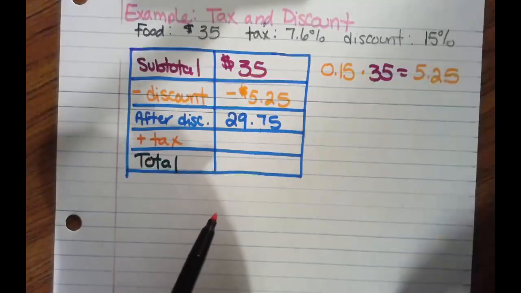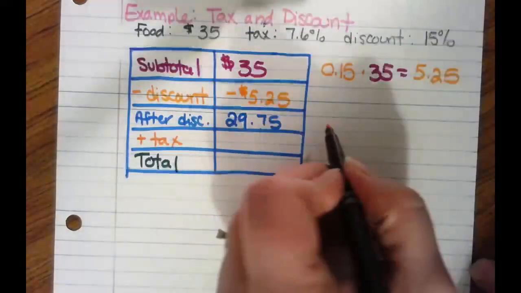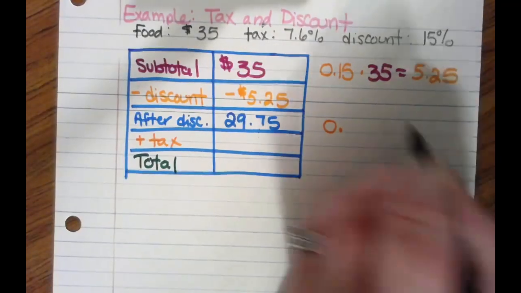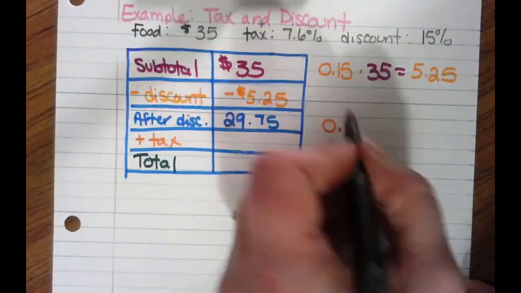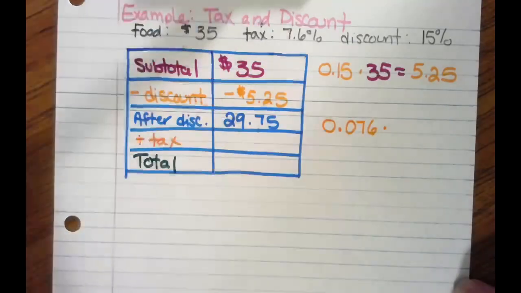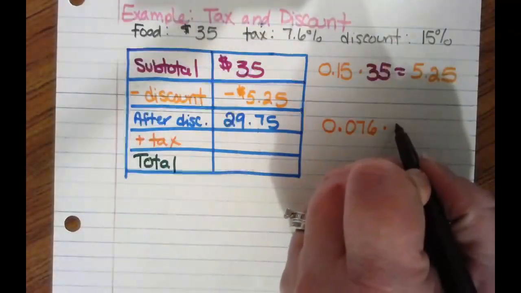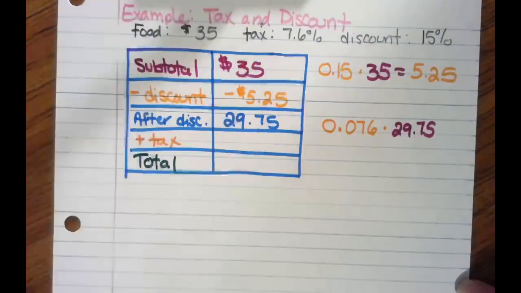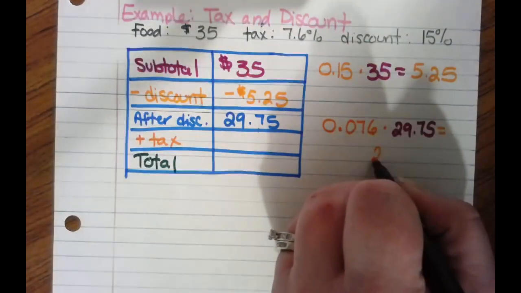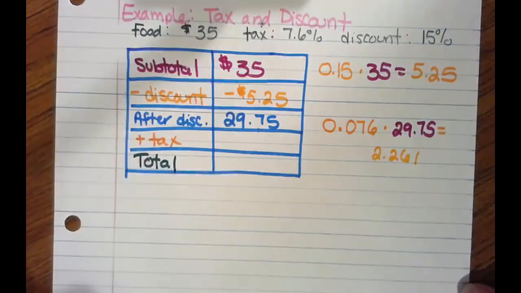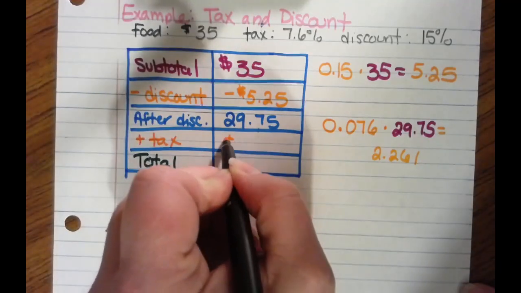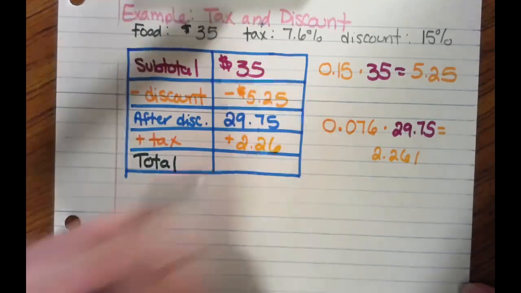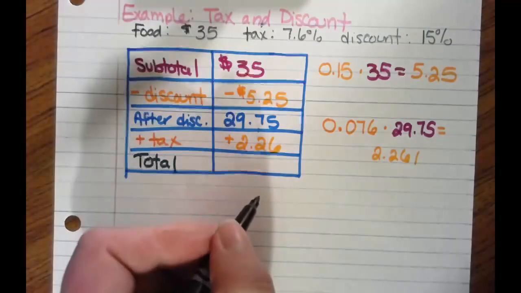So now we have to figure out what's our tax. Well, our tax is 7.6%, so we need to write 7.6 as a decimal. Remember, that moves the decimal place twice, so it would be 0.076 times. And now, again, we're taxing this amount. We're trying to figure out what is our taxes on $29.75. Well, let's see. $29.75 times 0.076 is going to give us $2.261. And remember, since we're doing money, that would just be $2.26. So it gives us $2.26. How much is that total?